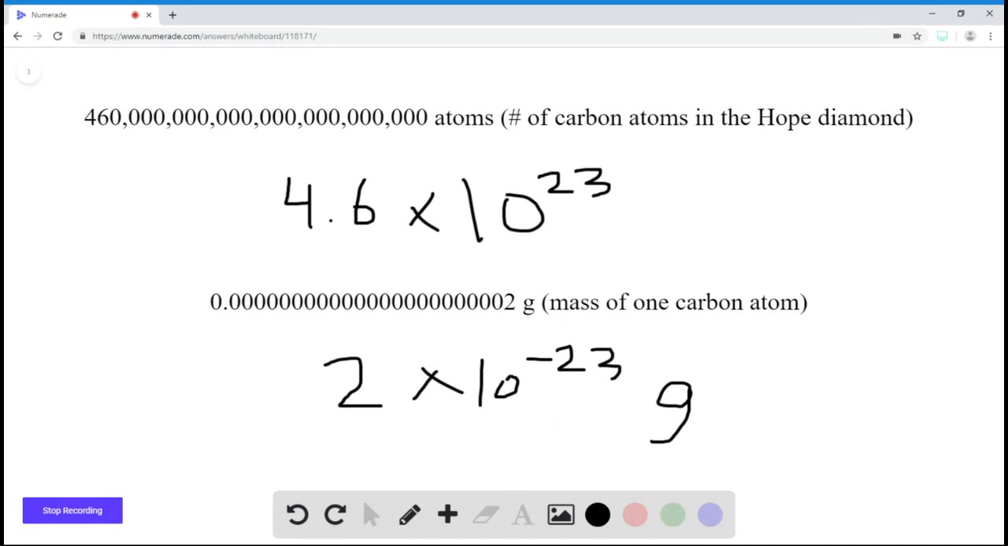And so this is a lot easier to deal with, and this is a lot easier to deal with than your regular notation, which has all of these zeros.